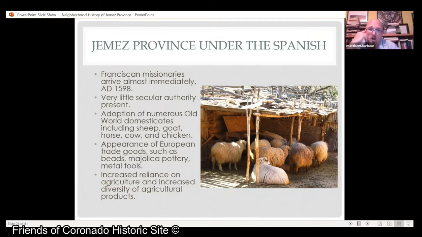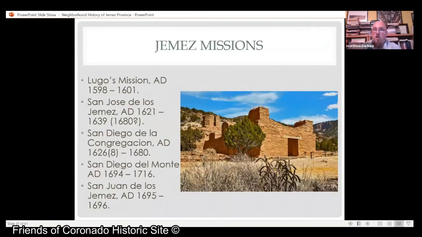We also see the appearance of European trade goods such as beads. Glass beads were a very popular trade item, Mayoloca pottery, and metal tools. We also see an increased reliance amongst the Jemez people on agriculture and a diversifying of agricultural products during this time. There are at least five missions, Jemez missions, built during the Jemez phase, that early Spanish colonial period.